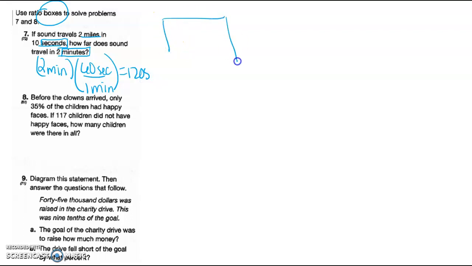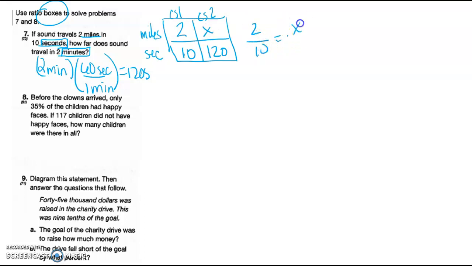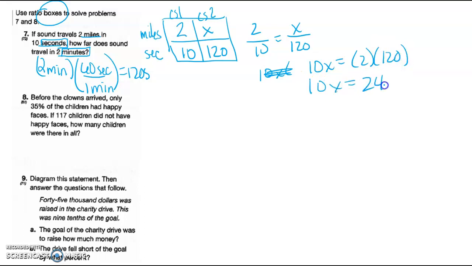So let's go ahead and do our ratio box. So I have miles in seconds, and this is a case 1, case 2. So we have 2 miles in 10 seconds. How far would it go in 120 seconds, or 2 minutes? From here we have our proportion, and we cross multiply. So I have 10x is equal to 240. Divide by 10 so we can get that away from the x. We have 24.